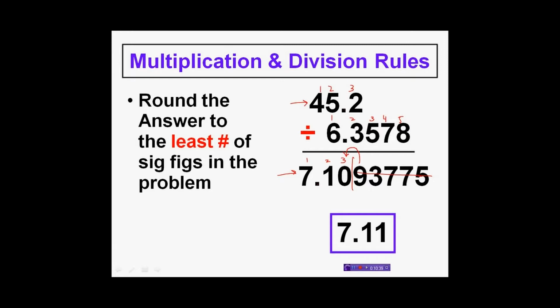You'll notice my final answer does have decimal point, 1, 2, 3 sig figs, because that's the same number of significant figures as I see in the problem. 3 is the fewest in the problem, or 5. I choose 3. I round my answer to 3, and I end up with 7.11. Let's go on to some example problems.